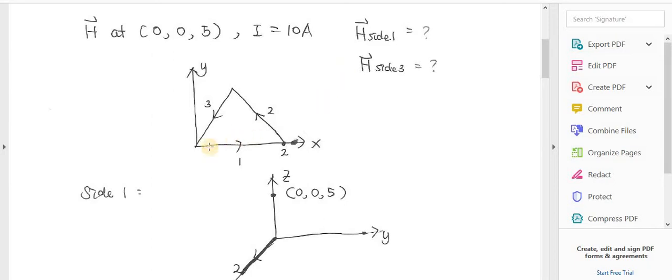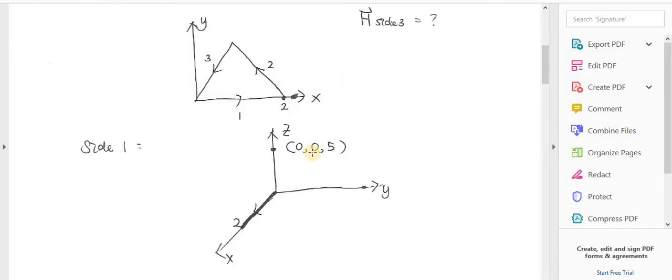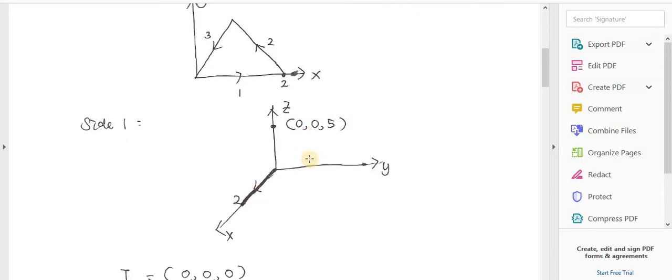Okay, so this is side 1, this is side 3. We have to look at each of the sides one by one. First of all, let's look at side 1. This is the 3D drawing for side 1, from (0, 0) up to (2, 0), and this is the observation point.